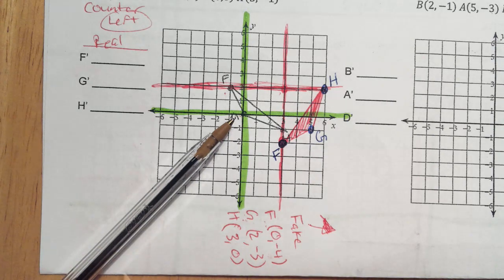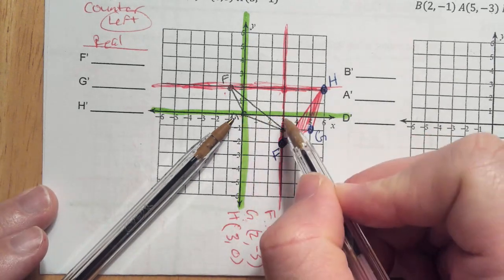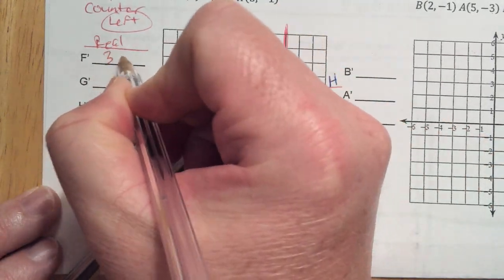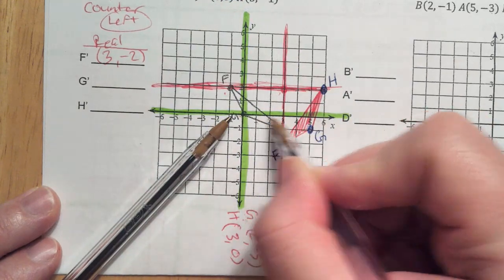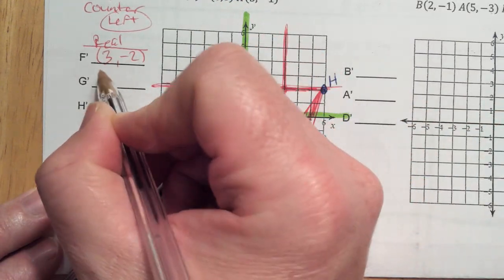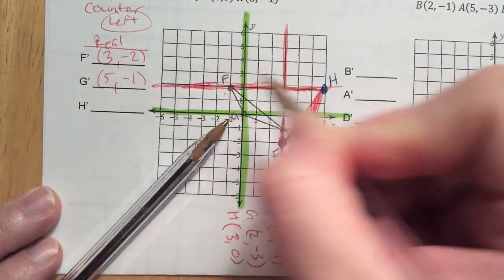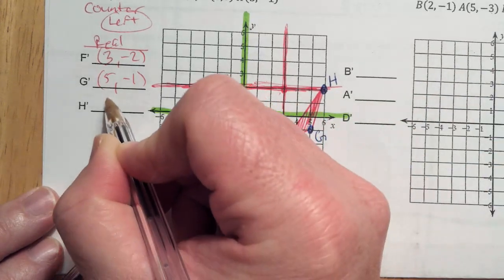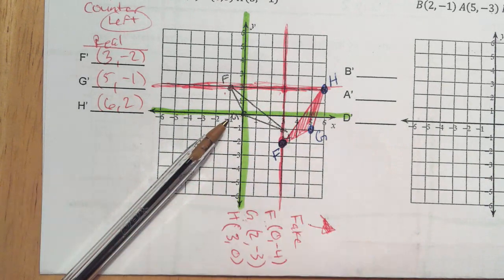All right, let's see what you guys got. You guys should have gotten, for F, +3, -2. Your G is +5, -1. And your H is +6, +2. And those would be your real coordinates right there. Okay, all right, let's try again.